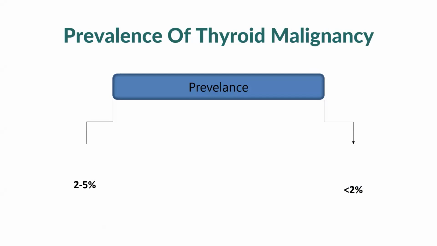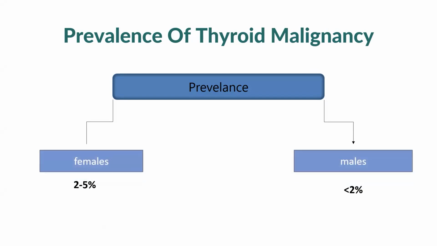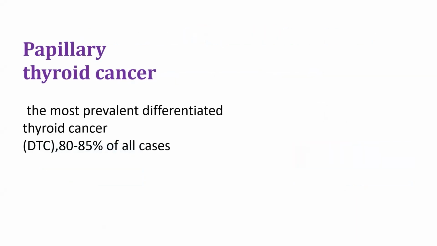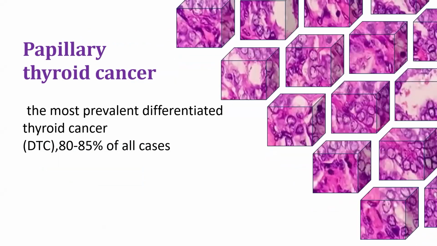About the prevalence of thyroid cancer, it was found to be 2 to 5% of all cancers in females and less than 2% of all cancers in males. Papillary thyroid cancer is the most prevalent of all thyroid cancers, about 80 to 85% of all cases.